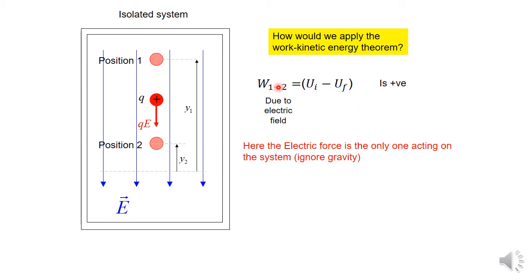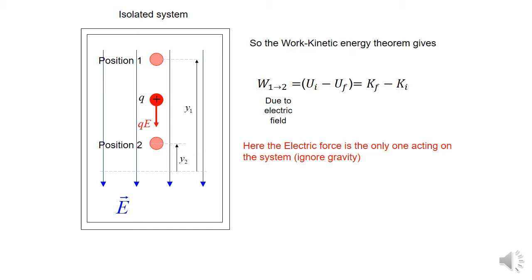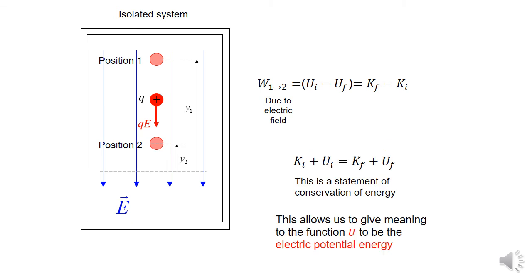We know that the work due to the electric field, for the work-kinetic energy theorem, what is the total work done? The total work done by all the forces, what is that equal to? Equal to the change in kinetic energy. So it should be the final kinetic energy minus the initial kinetic energy. So that means if you rearrange terms, you can see that you get K initial plus U initial is equal to K final plus U final. So this is a statement of conservation of energy.